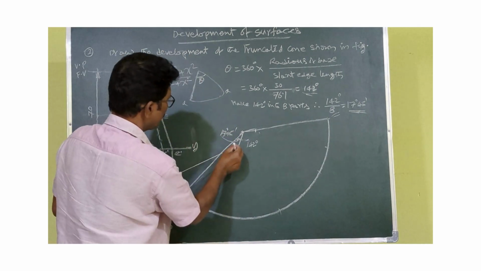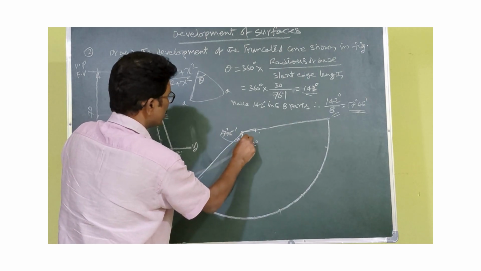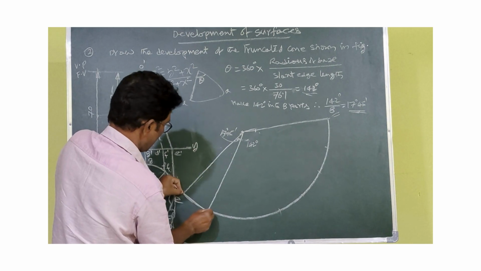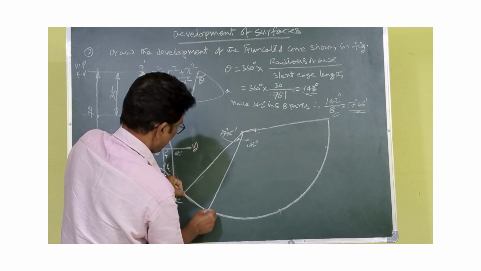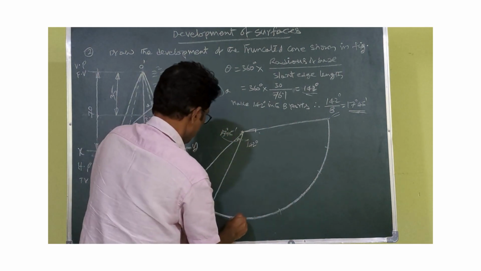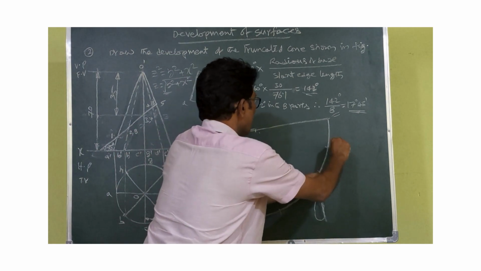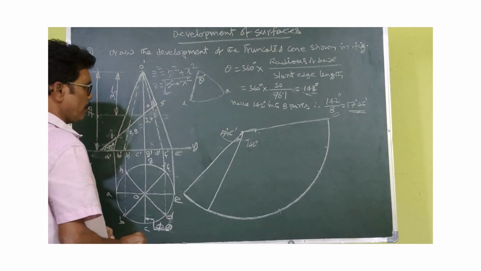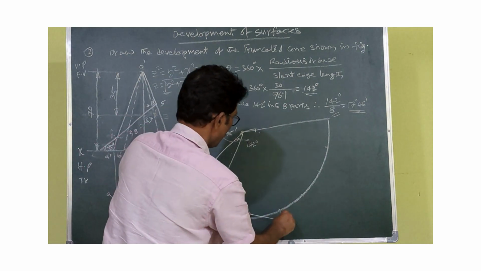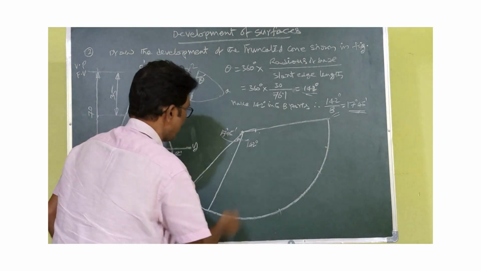Now once you set up one sector, you need not go for the 17.45 measure every time. Simply you take this length, and you cut it like this. 1, 2, 3, 4, 5, 6, 7, 8. That's all. This is the simple way. Then you can join these lines.